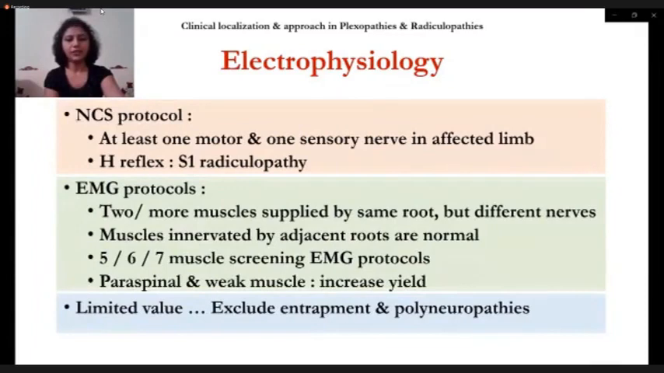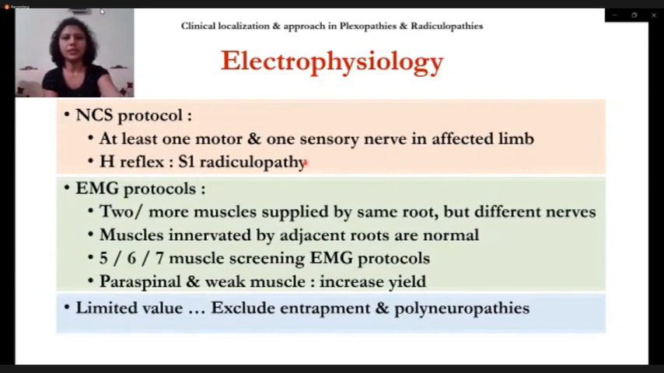Now, in the setting of radiculopathies, the work of carrying out an electrophysiological evaluation is extremely variable. Most of the patients have only radicular pain and sensory symptoms which do not have any measurable or quantifiable electrophysiological correlates with the standard nerve conduction studies or the needle EMG studies.